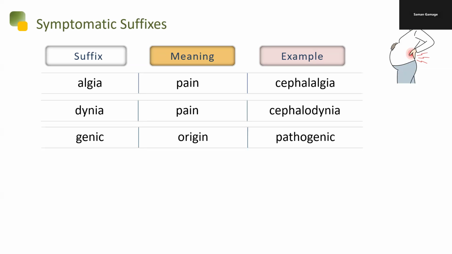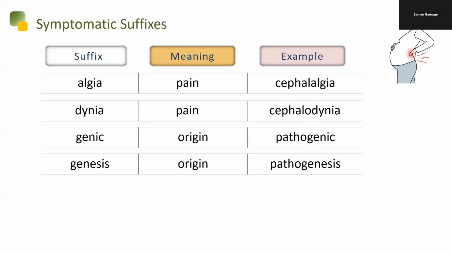Genic is origin. Pathogenic means disease causing. Pathogenic bacteria, disease causing bacteria. Genesis, so again origin. Pathogenesis, causation of diseases.